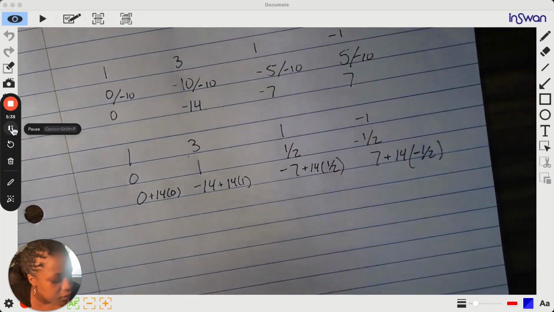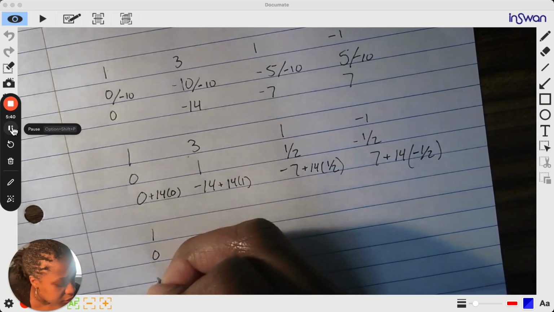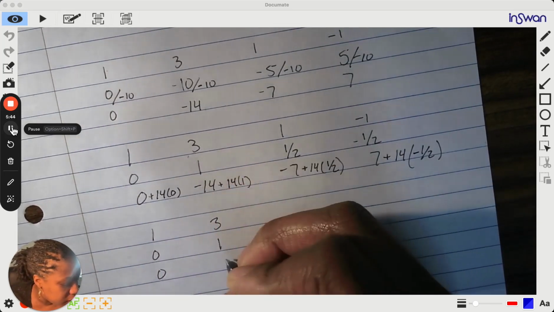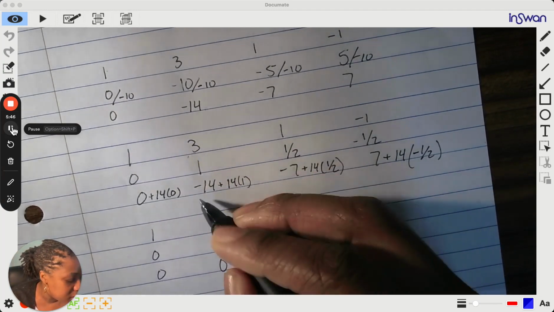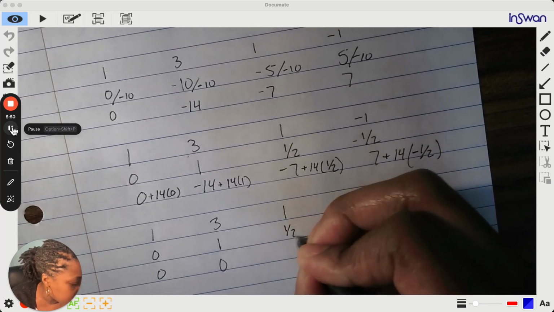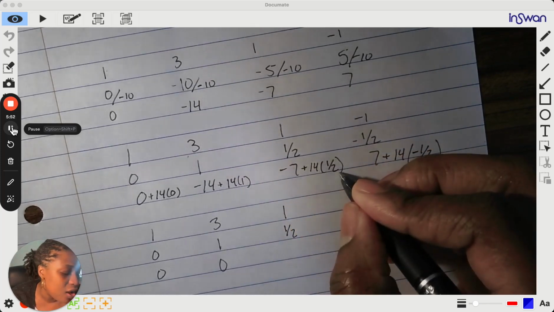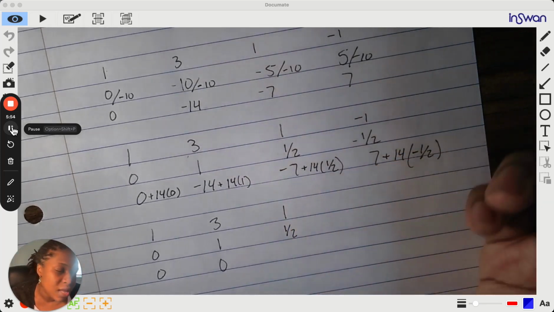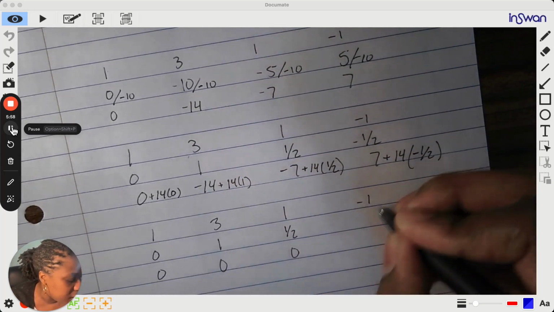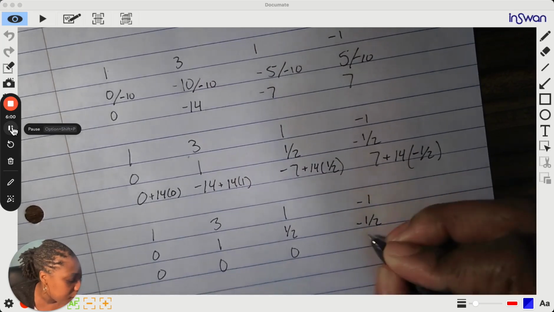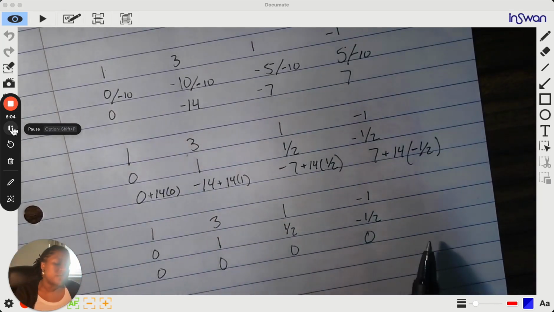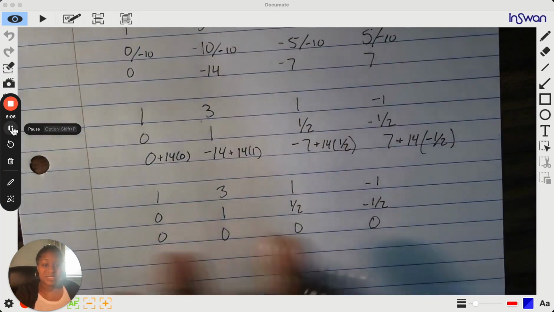Let's evaluate them. I end up with 1, 0, 0, as I started off with before. 3, 1. This is now 0. Now the third column, I have 1, 1/2. This is now also 0 because 14 times, of course, 1/2 equals 7. So I have 0. And then I have -1, -1/2. And this is also 0. I have a row full of zeros. I'm going to go ahead and stop right there.